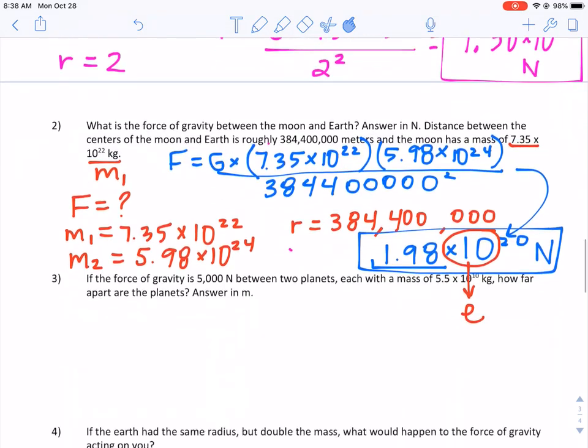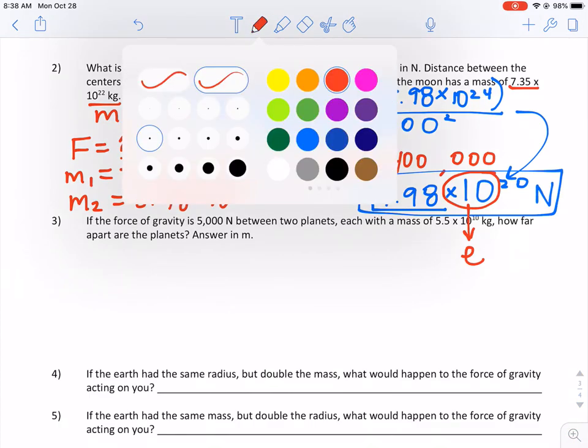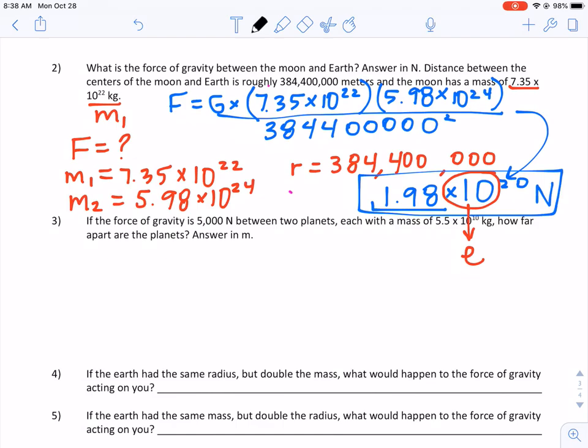Number 3, try setting it up on your own. Pause the video, try to set it up on your own. But notice there is going to be something tricky with the math algebra steps. So I'll silently work through it here, but try to set this one up on your own.